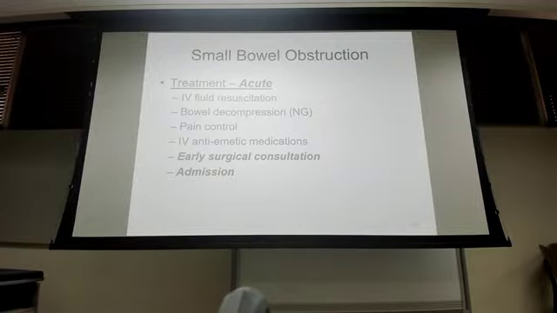Stabilize your patient. Aggressive IV resuscitation, decompression with that nasogastric tube to decompress the gut, get all that air out. Control their pain, control their vomiting, and get them early in with the surgery. Many of these partial obstructions are going to resolve with just conservative management we just mentioned. But if they're a complete obstruction, then it's usually going to be surgery. They will be in the hospital.